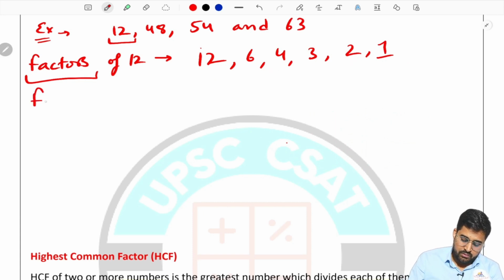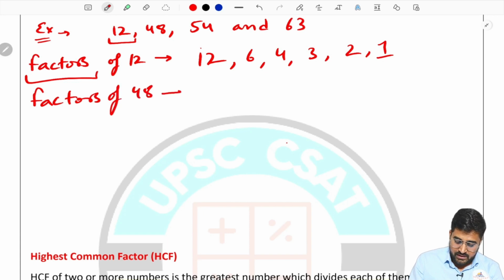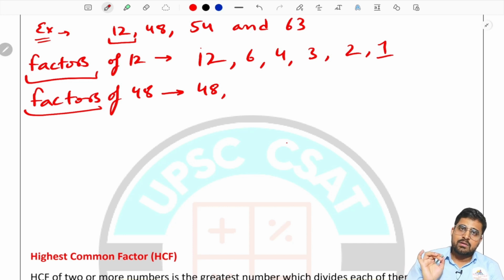If you are not clear yet, then let's take another example. Examples are the easiest way to learn something. Now again we are talking about 48. 48 should be there because the number itself is a factor. Now what is the common one? 24. 24 into 2 is 48, so write 2 here. I am trying to solve it in the easiest way. 48 into 1 is 48, 24 into 2 is 48.